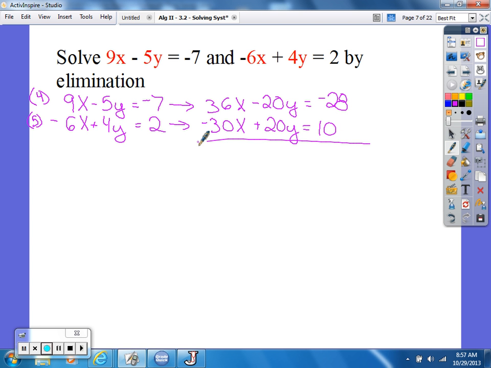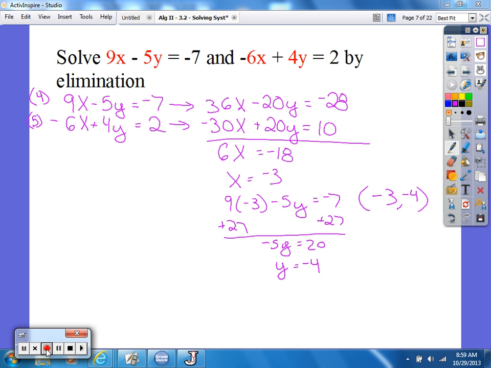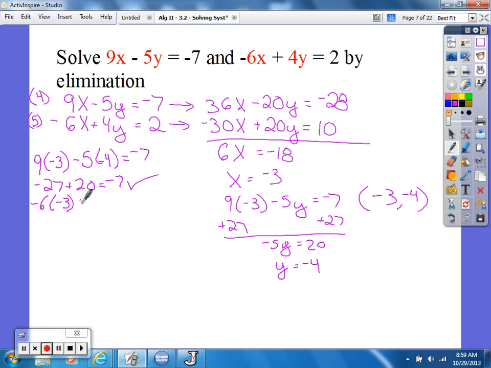Solve that. I'd like you to go ahead and take a minute at this time and solve as far as you possibly can. So I got the point negative 3, negative 4, and now I need to do one final thing. 9 times negative 3 minus 5 times negative 4 equals negative 7. Negative 27 plus 20 equals negative 7. Okay. Negative 6 times negative 3 plus 4 times negative 4 equals 2. 18 minus 16 equals 2. Okay, I got it right.